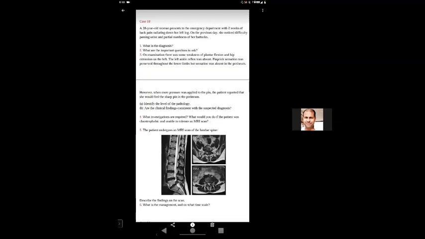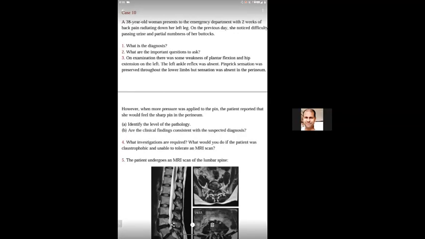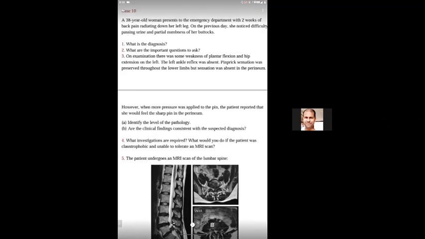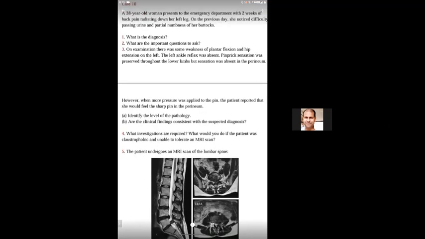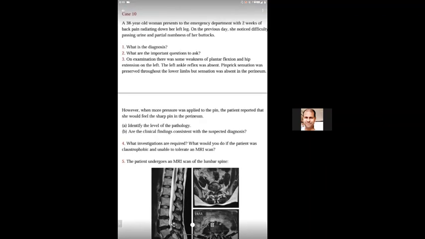Bilateral weakness. Okay, so the first question may be, what is the diagnosis? And there can be various sub-questions. So based on the history, a young patient coming to your emergency with back pain, bilateral sciatica with bilateral weakness, involving both bowel and bladder, and perianal or buttocks numbness.